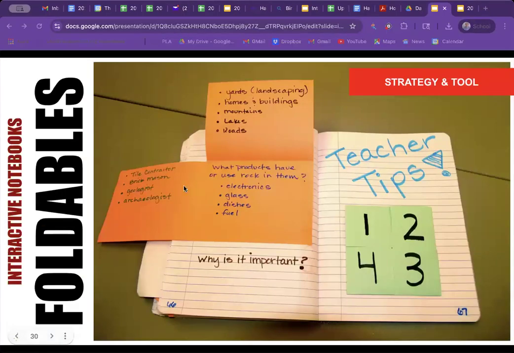Foldables provide a great way to ensure 25 out of 25 participation think ratio opportunities. How many of you have ever done foldables before? Awesome. And the teacher is actually having them do it in their interactive notebook. And that way they have it to be able to go back and look at it at a later time.